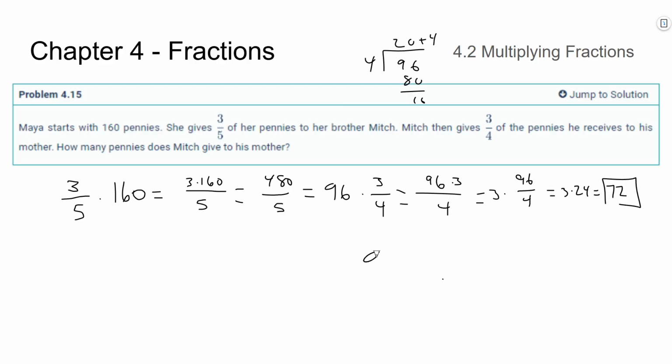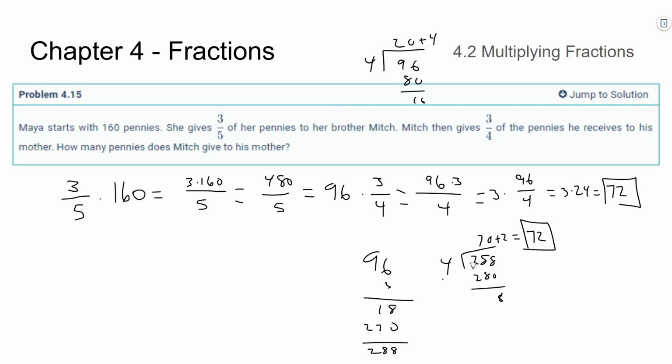If you did 96 times 3, that would be 270 plus 18, which gives you 288. And then that would be divided by 4, so 288 divided by 4. 4 can go into 28 7 times. Let's do 70. Is that right? Yeah, 280. And then that leaves us with 8, and then there are 2 more. And that would give us 72. So same answer. Totally fine if you did it that way. But sometimes there are some shortcuts here.